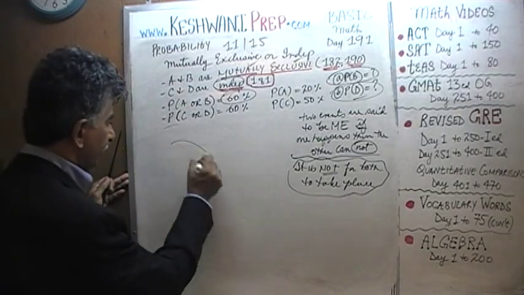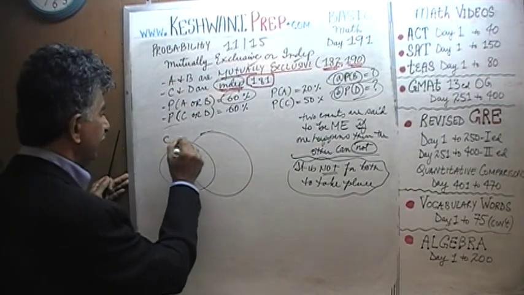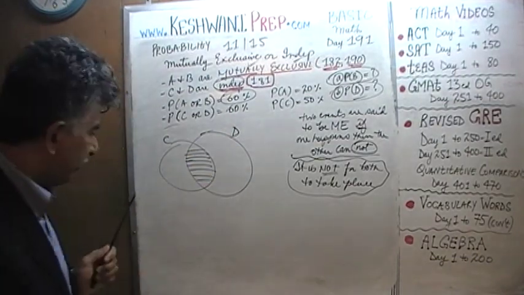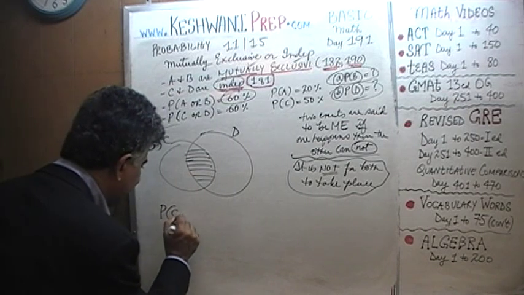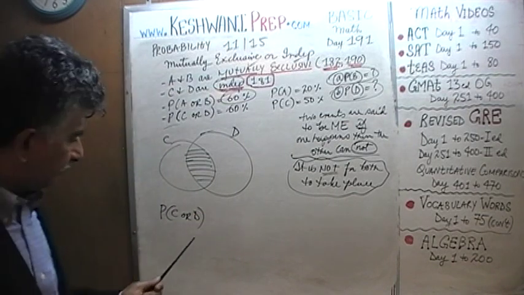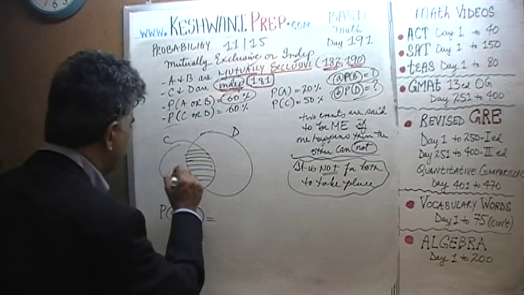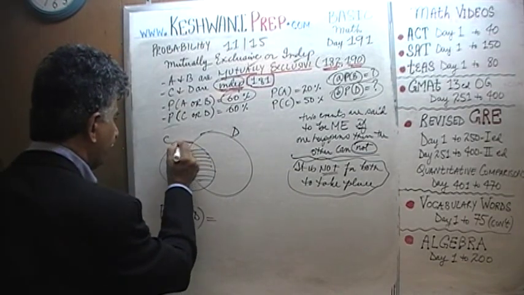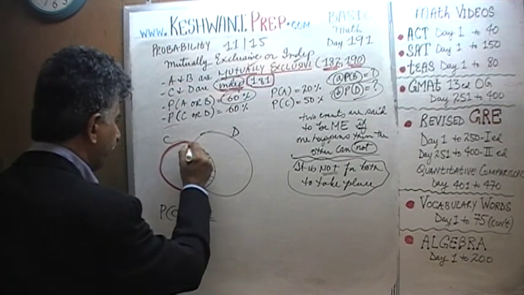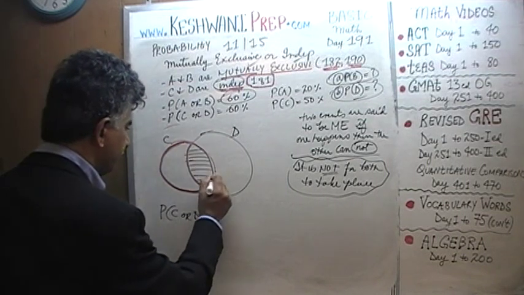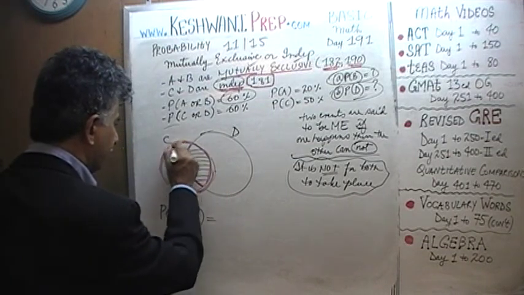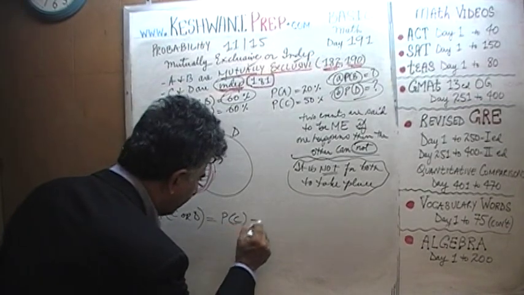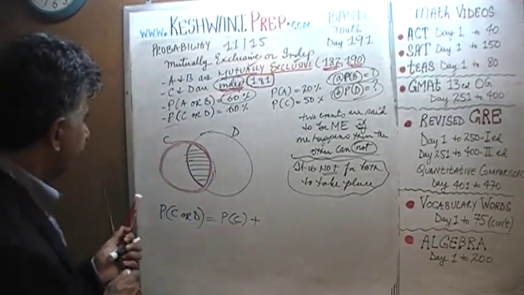They're going to come across like this. C and D, and there's going to be a common area here. So in this case, when we talk about the odds of C or D, it is going to be equal to the probability of C happening, which is this circle right here, plus the probability of D happening.